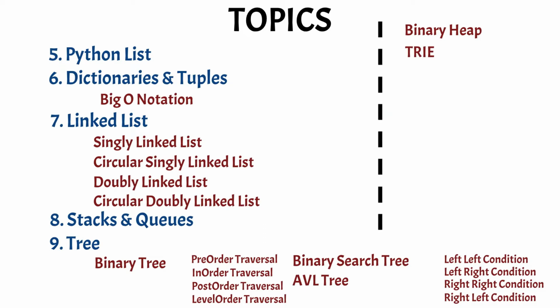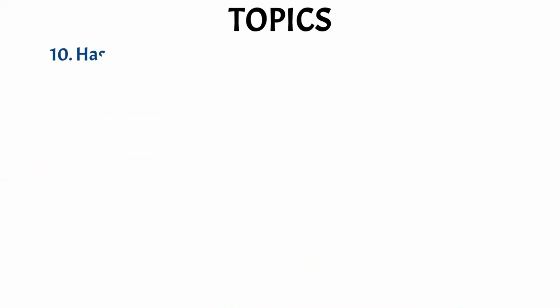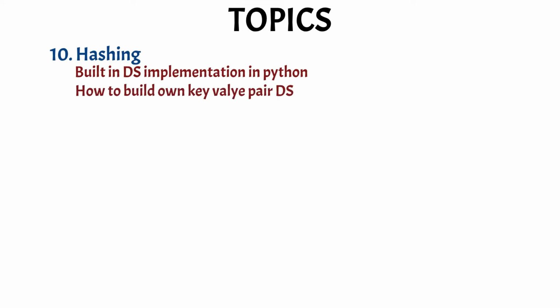The trie takes characters as the nodes of a tree. So this becomes extremely useful when we are developing applications like dictionaries. Then the next topic will be hashing. This is an extremely important section, because here we will understand how various data structures are built and implemented behind the scenes in Python. And also we will understand how we can build our own key-value pair data structure. So after completing this section we would have completed all the topics related to the data structures.